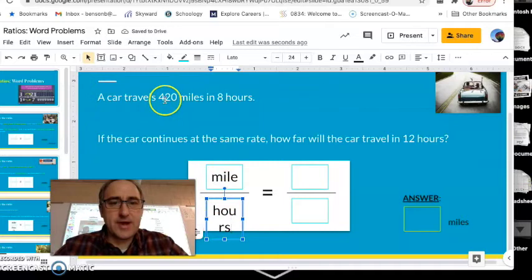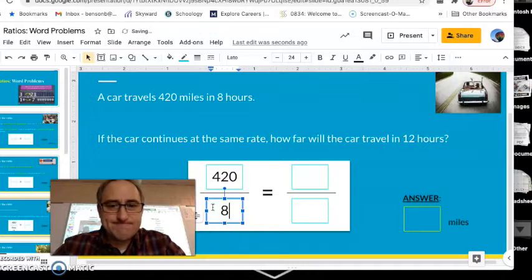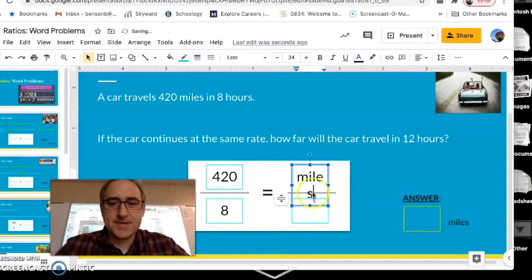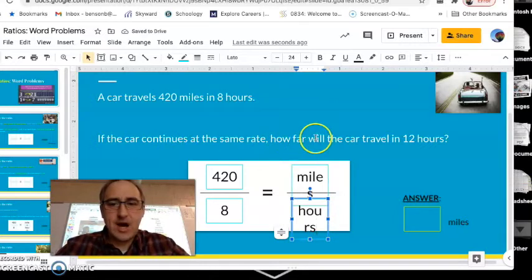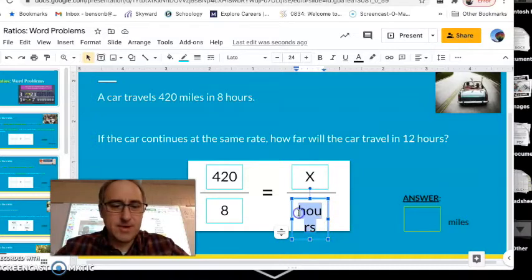So how many miles do I have in the first part of the question? 420. So I'm just going to replace miles with 420 over hours, 8. So I go to the second part of the question. Again, miles is on top, hours is down below. How far will the car travel? Well, how far is a distance? I don't know. Some type of miles, so we'll put an X. Will the car travel in hours? Do I know the hours? Yeah, second number, hours, goes on the bottom, 12.